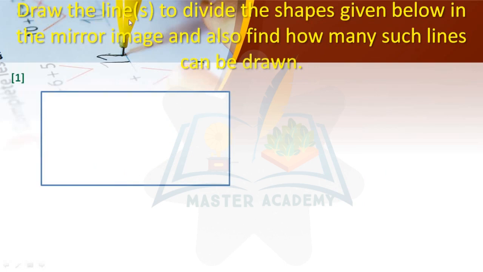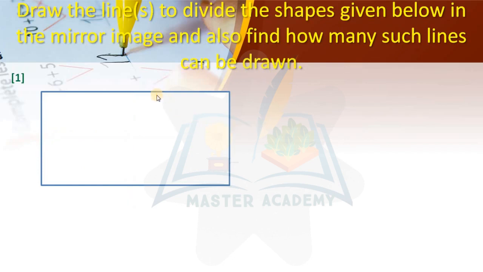Draw the line or lines to divide the shape given below into mirror images, and also find how many such lines can be drawn. हम कितनी लाइन रेक्टेंगल में ड्रॉ कर सकते हैं? You can see. Okay, first I will show you. Okay, sir, you can draw in this way. This is the first line. The second line you can draw like that. So there are two lines.